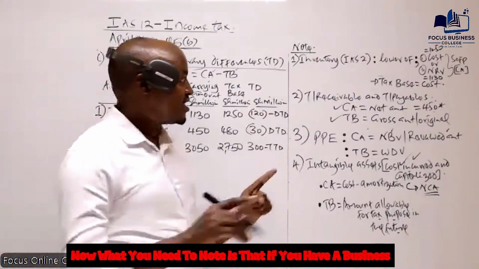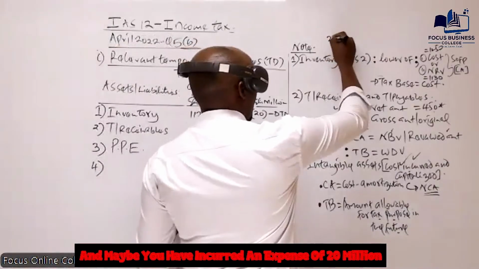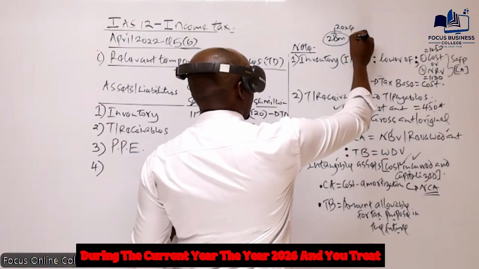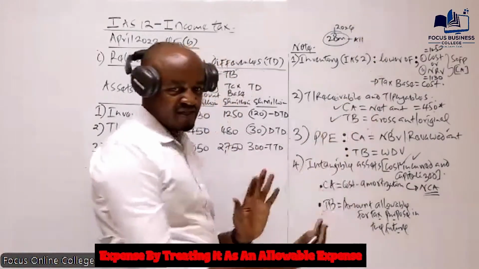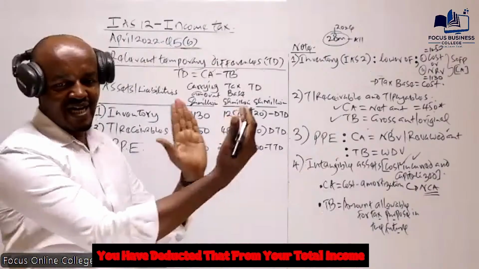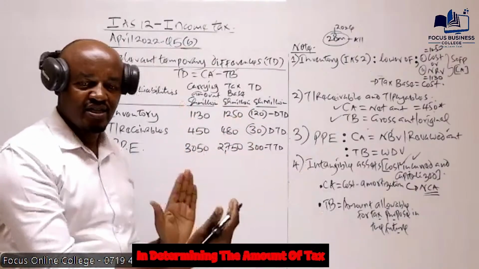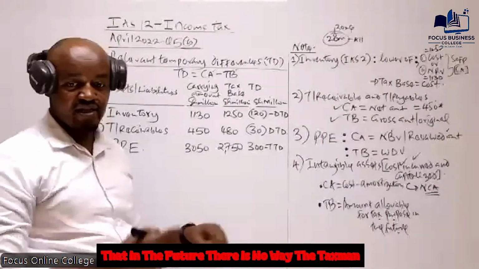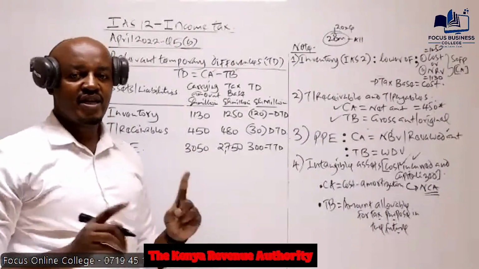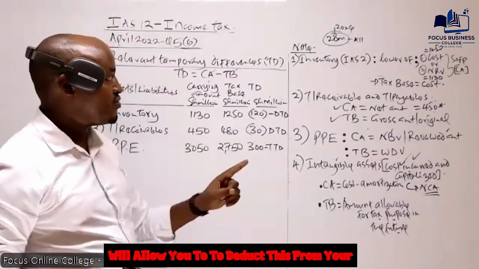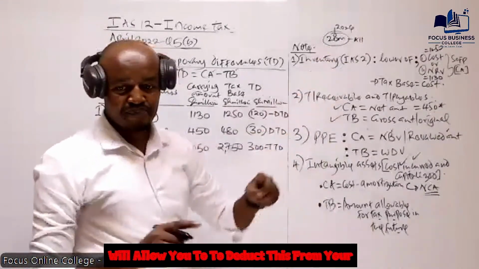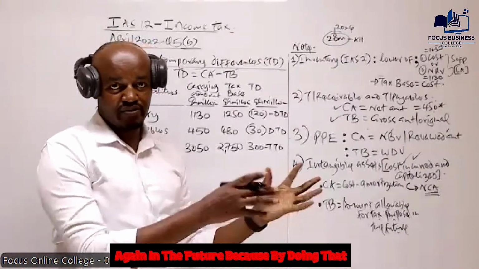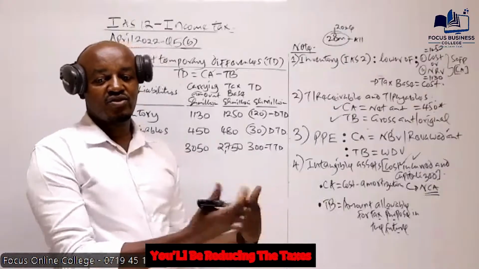Now, what you need to note is that if you have a business and you have incurred an expense of 20 million during the current year, the year 2026, and you treat this as allowable expense, by treating it as allowable expense you have deducted that from your total incomes in determining the amount of tax you are going to pay to the government. It is obvious that in the future, there is no way the taxman, the Kenya Revenue Authority, will allow you to deduct this again from your future incomes, because by doing that you will be reducing the taxes you are paying to the government.